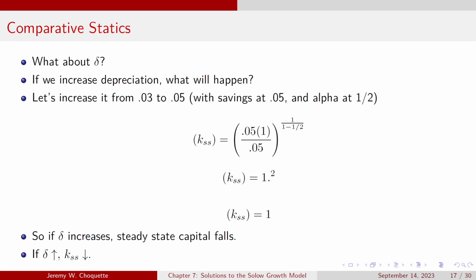If capital's falling apart at a faster rate and we're not doing anything to save more, well, we're going to have less capital in the steady state because we're not replacing capital quickly enough to keep capital where it is. So in the steady state, if depreciation goes up, capital is going to fall. Hence, depreciation being in the denominator implies steady state capital will decrease.